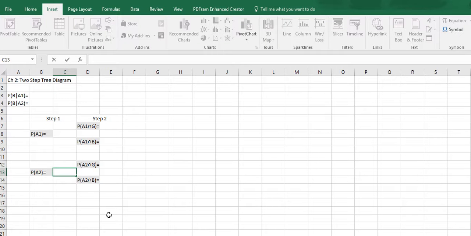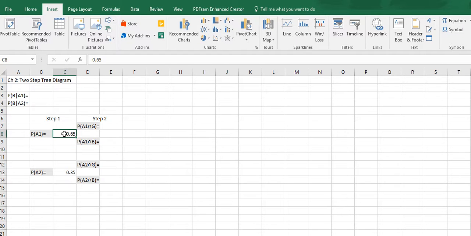Now we are told that we get parts from two suppliers, supplier A1 and supplier A2. 65% of the parts come from supplier A1, so we're going to put 0.65 right here in the step 1 column next to supplier A1. That being said, there's a 35% probability that our parts have come from supplier A2.